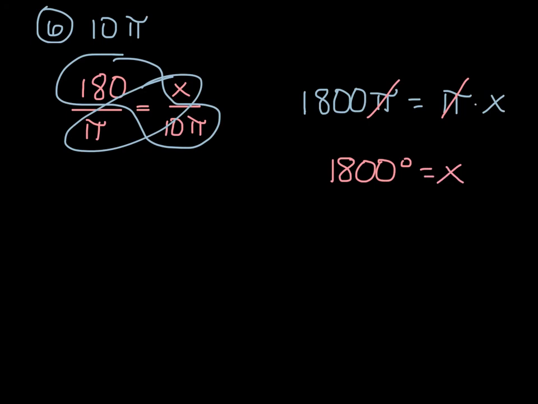Now, to find that on the unit circle, I would take that 1800 and subtract 360 a whole bunch of times. Okay, but this isn't asking you to find it on the circle, it's just asking you to tell how many degrees it is equivalent to. So that's all there is to it.